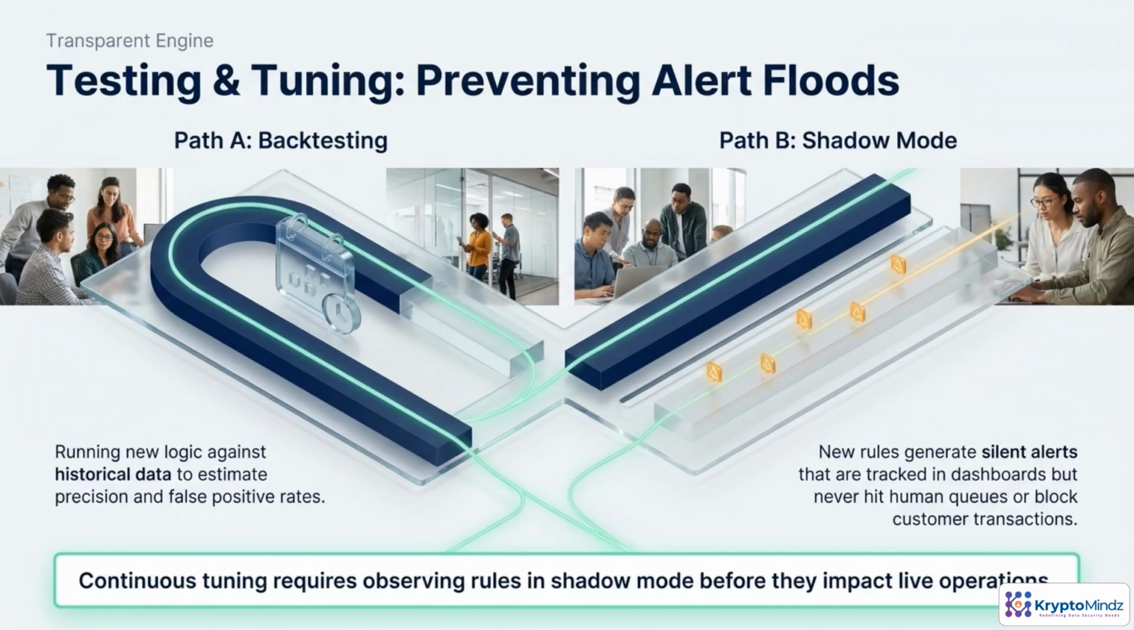When you introduce new AML or risk rules, you need two safe testing paths. Backtesting runs the logic on historical data. You compare its alerts to known outcomes, estimate precision, and understand how many false positives to expect. Shadow mode runs the new rules in real time, but only as silent alerts. They hit dashboards, not queues or customers. Together, these approaches let you tune thresholds continuously, catch noisy rules early, and protect live operations from alert floods.